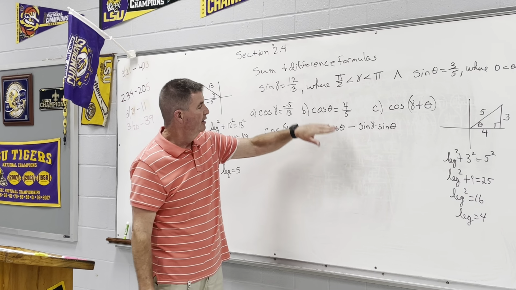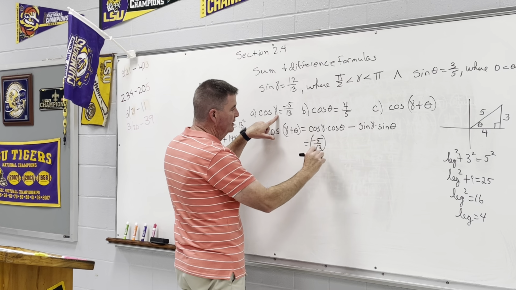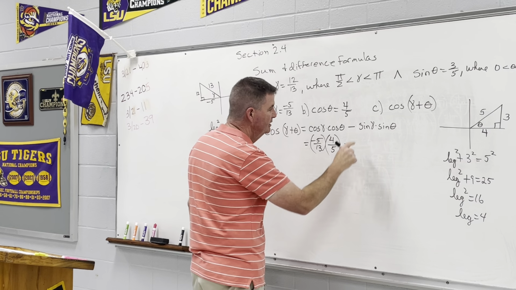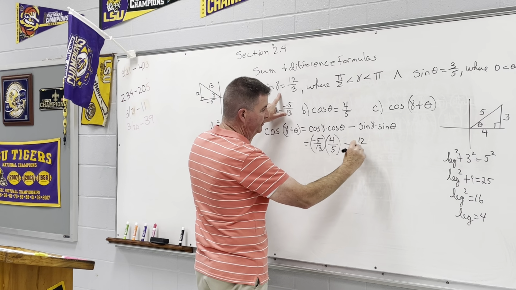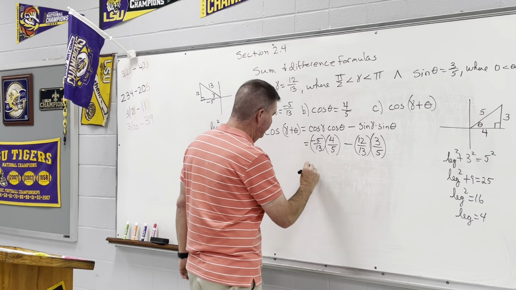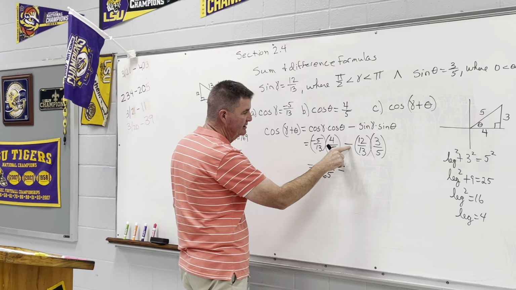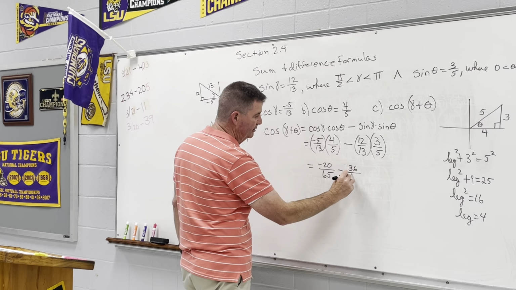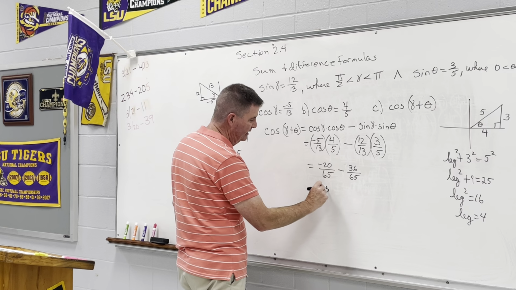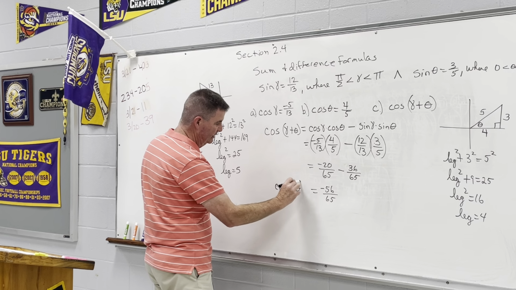Now it's a matter of putting the fractions in. That's the cosine of alpha, negative 5/13, times the cosine of theta, which is 4/5, minus the sine of alpha, 12/13, times the sine of theta, which is 3/5. When I multiply them together, I get negative 20 over 65 minus 36 over 65. Taking 36 from negative 20, I get negative 56 over 65. So that is the cosine of alpha plus theta.